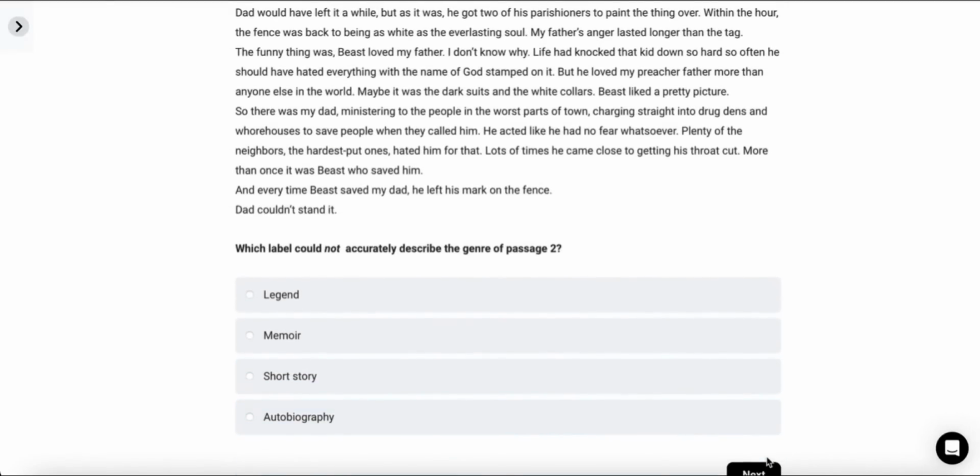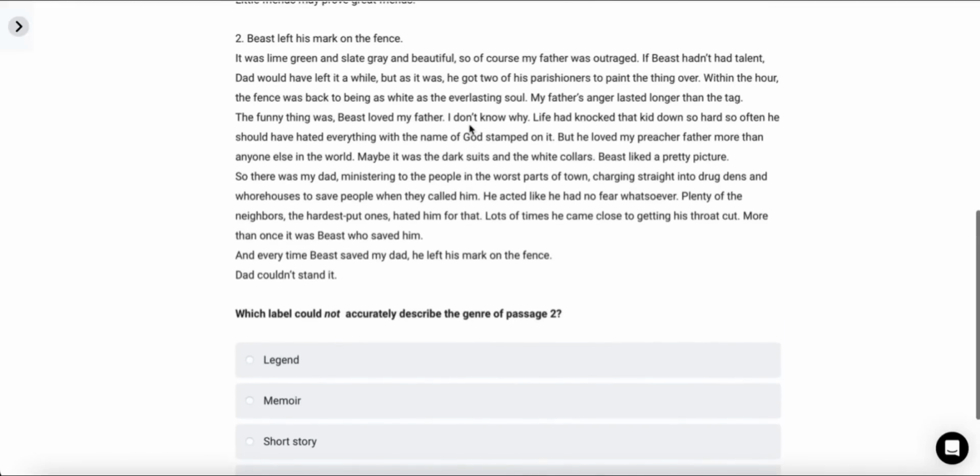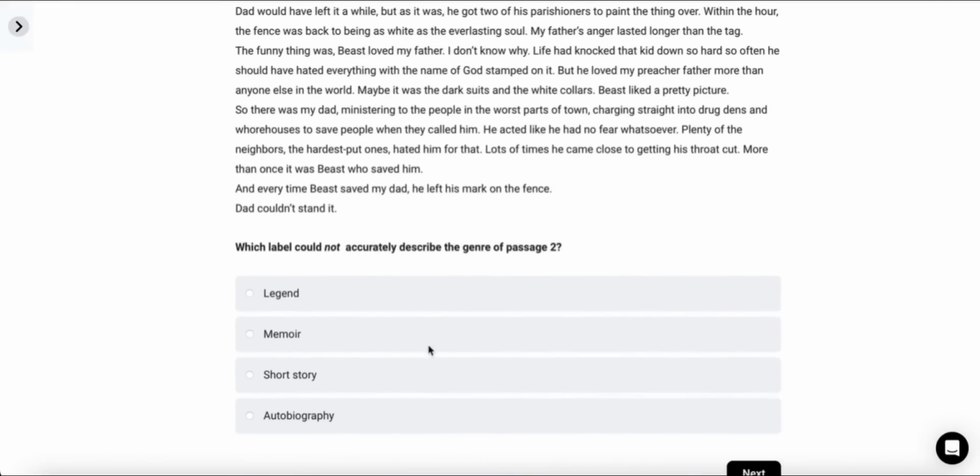Which label could not accurately describe the genre of passage 2? So what is this passage not? Remember that a legend is a traditional story that is sometimes regarded as historical, but it can't be authenticated. A legend would have to be from a long time ago, and this passage seems pretty recent. Let's look at the remaining answer choices. A memoir is a biography that's written from personal knowledge.